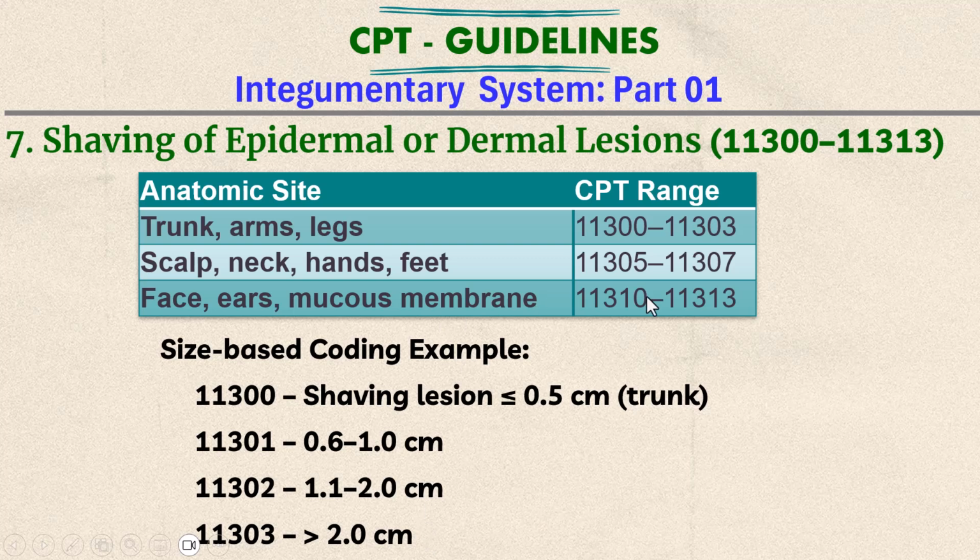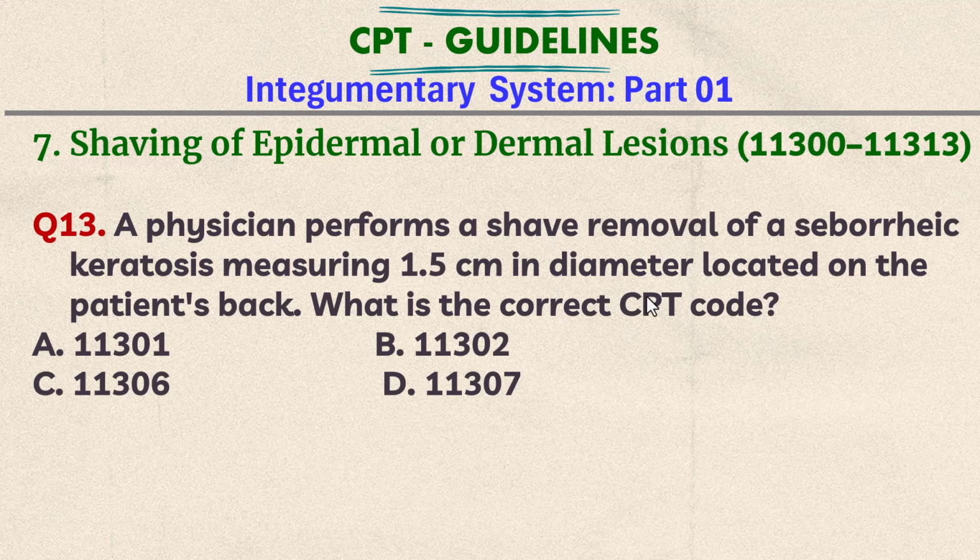So let's see a couple of examples to understand this. Question number 13. A physician performs a shave removal of a seborrheic keratosis measuring 1.5 centimeter in diameter located on the patient's back. What is the correct CPT code? So there are 4 answers available. Take your CPT code book and find the answer. So here you have to highlight this is shave removal of a seborrheic keratosis measuring 1.5 centimeter on the back.